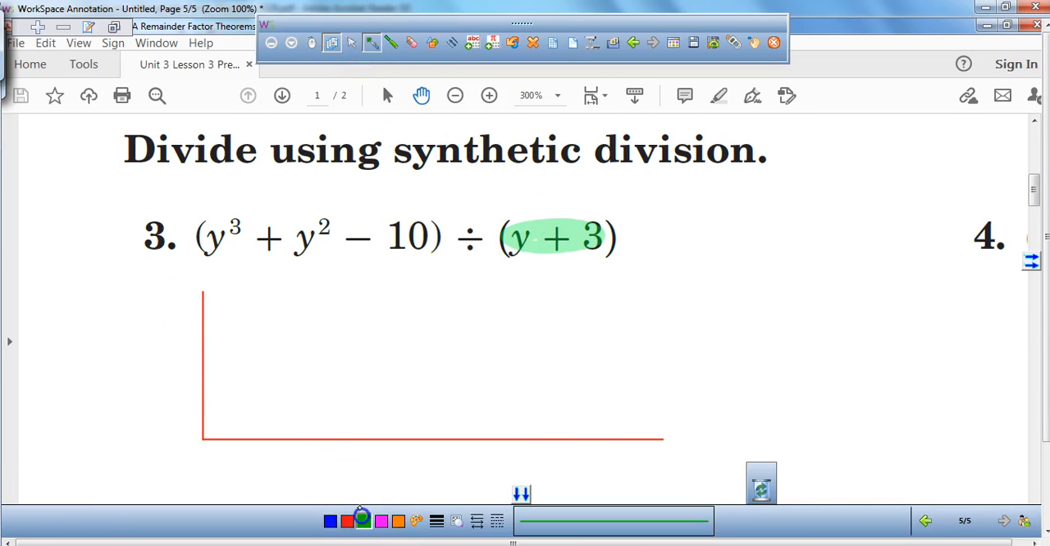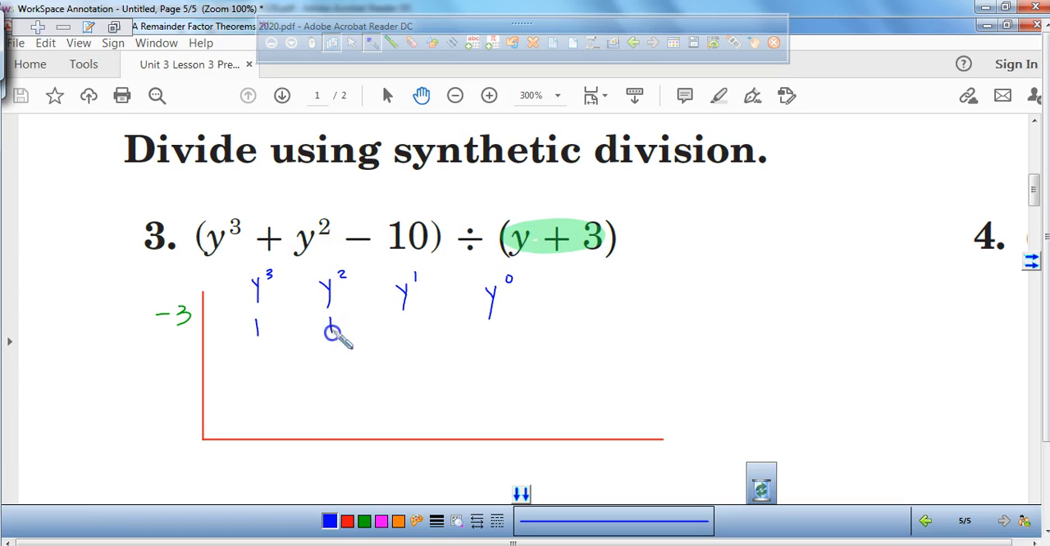So right here, over here, I'm going to put a -3. Then I'm going to start labeling some things. I always label y cubed, y squared, y to the first, y to the power of 0. So how many y cubes do I have? I have a total of 1.